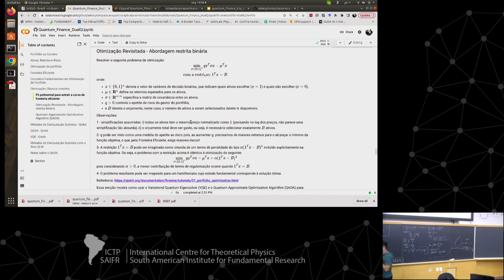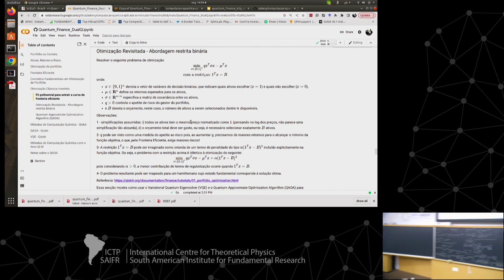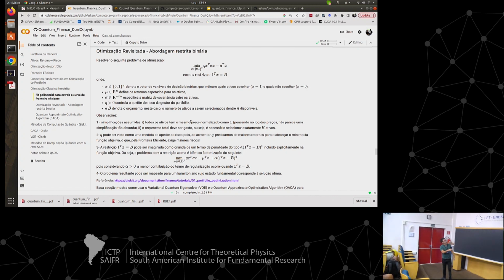In this case, we run the code saying that, okay, you have to select 2. And every time it's more than 2, I put a penalization. This term is somewhat a constraint, or you can see it as a penalization. I don't want more than 2. So the number of stocks minus B is optimized when the number is 2.